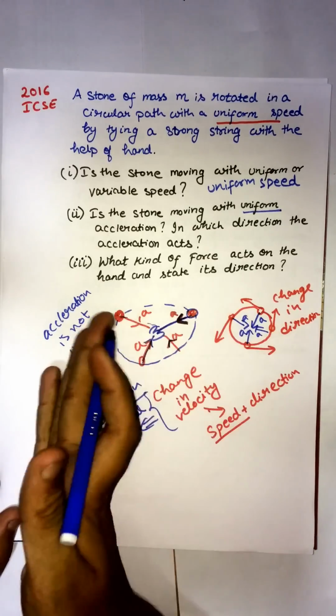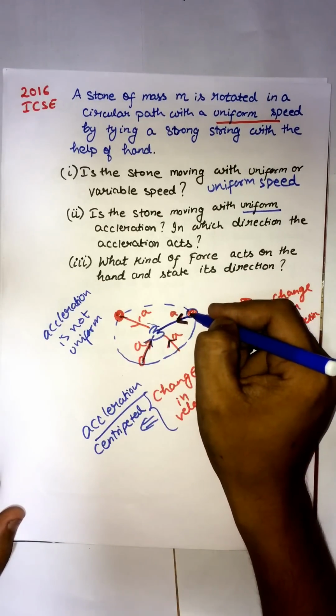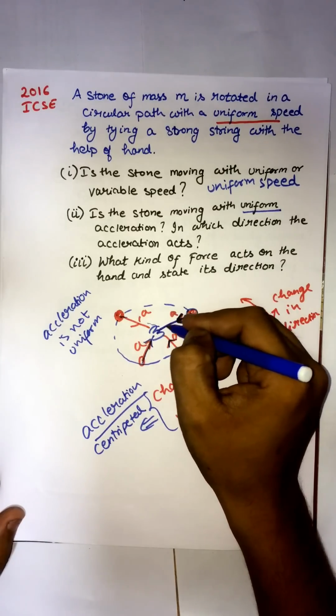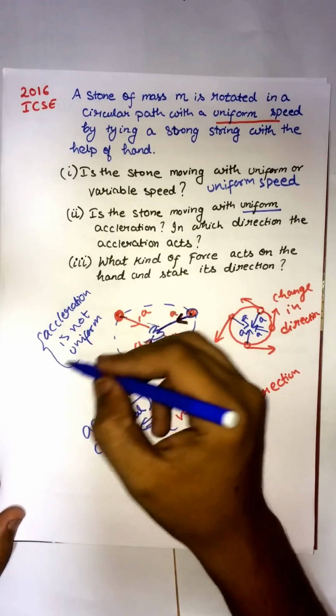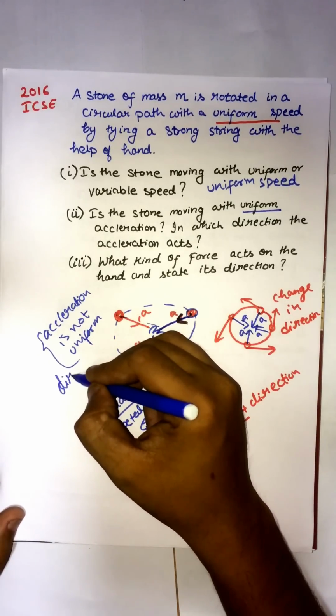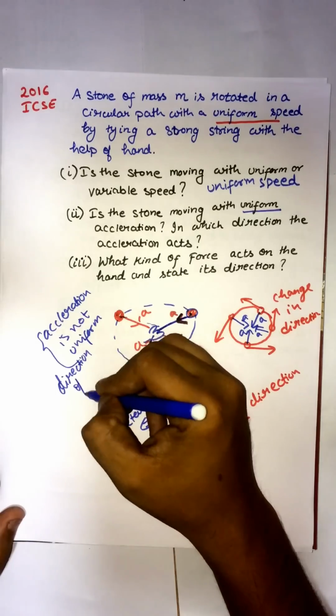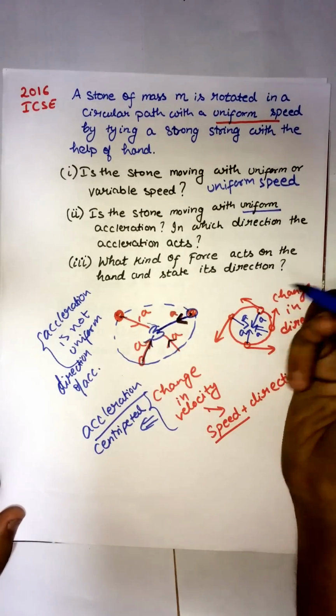So over here the acceleration is directed towards the left, and over here towards the right. So the acceleration is not uniform because what is changing? The direction of acceleration. It is changing.